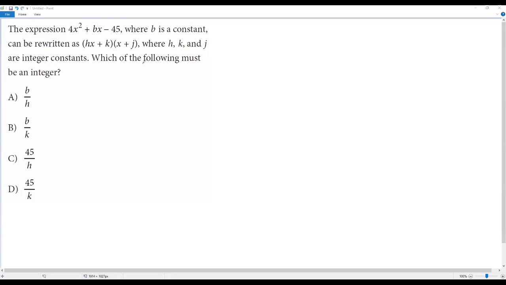The expression 4x² + bx − 45, where b is a constant, can be written as (hx + k)(x + j), where h, k and j are integer constants. Which of the following must be an integer?